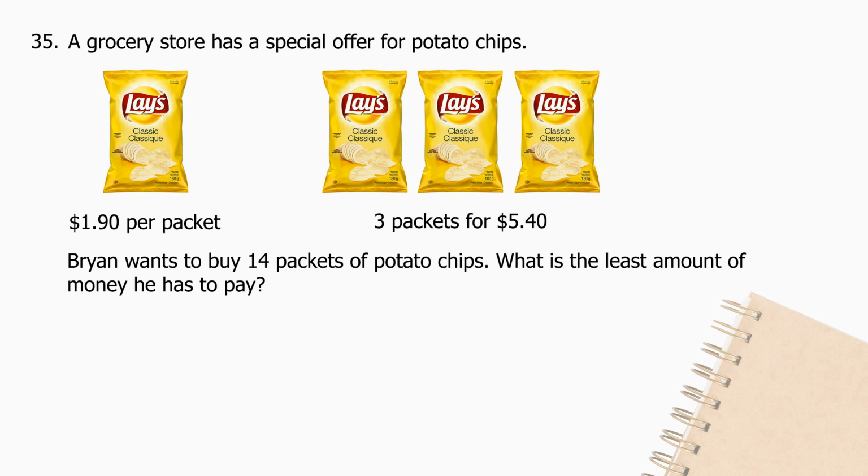Question 35. A grocery store has a special offer for potato chips. $1.90 per packet. 3 packets for $5.40. Brian wants to buy 14 packets of potato chips. What is the least amount of money he has to pay?